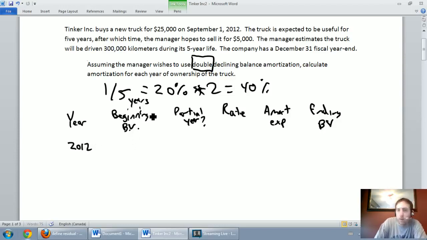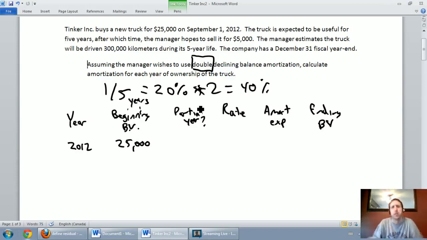So in 2012, our beginning book value is what we paid for the asset. We bought an asset for $25,000. According to our records, the asset's worth $25,000. Is the first year a partial year? Absolutely. It's only going to be from September 2012 to December 31st, 2012. That's our fiscal year. And whenever I talk years, I'm talking fiscal years.